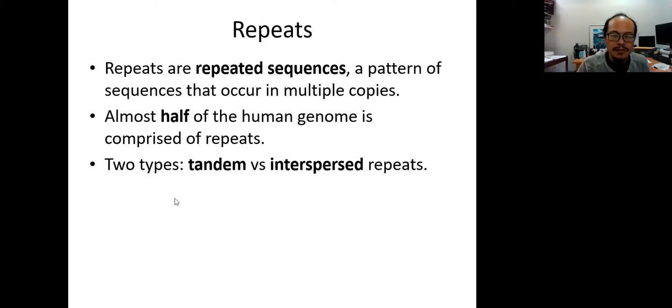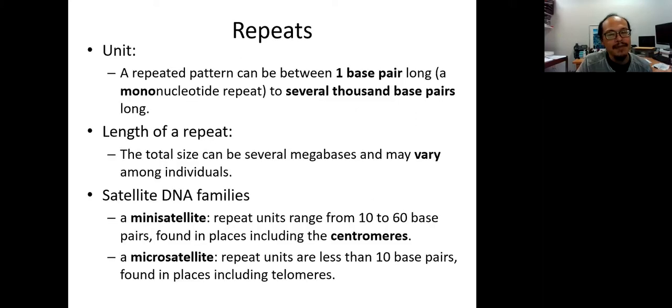So let's learn about these 2. They are very common in our sequence. They don't really provide functions. Some of them provide a function, but the majority of them don't. The unit can be 1 base pair, for example, A or T, or it could be 6, like what we saw in the telomere, or it could be several thousand base pairs long, and then it repeats and repeats.